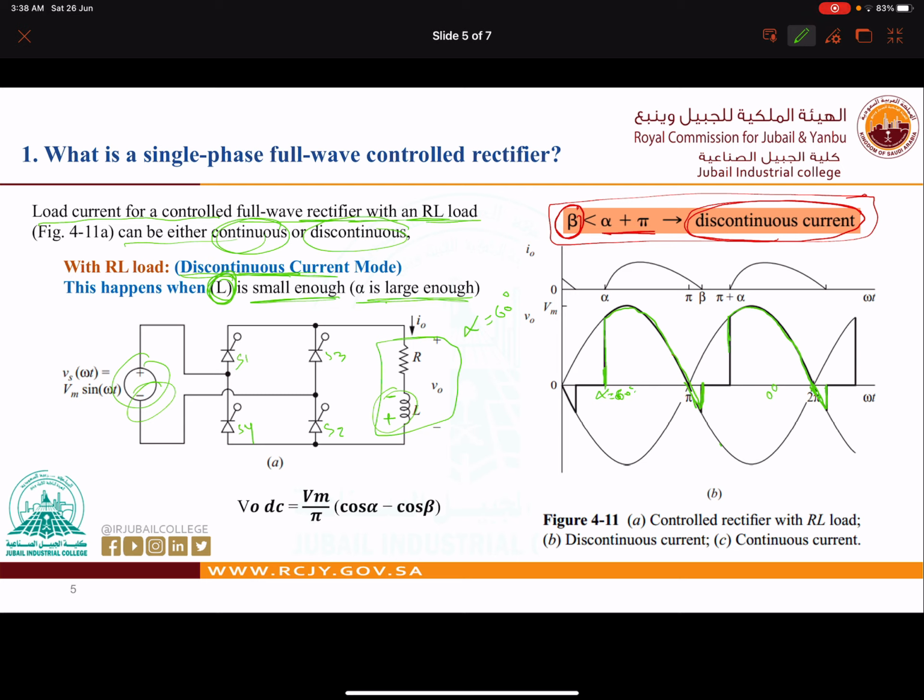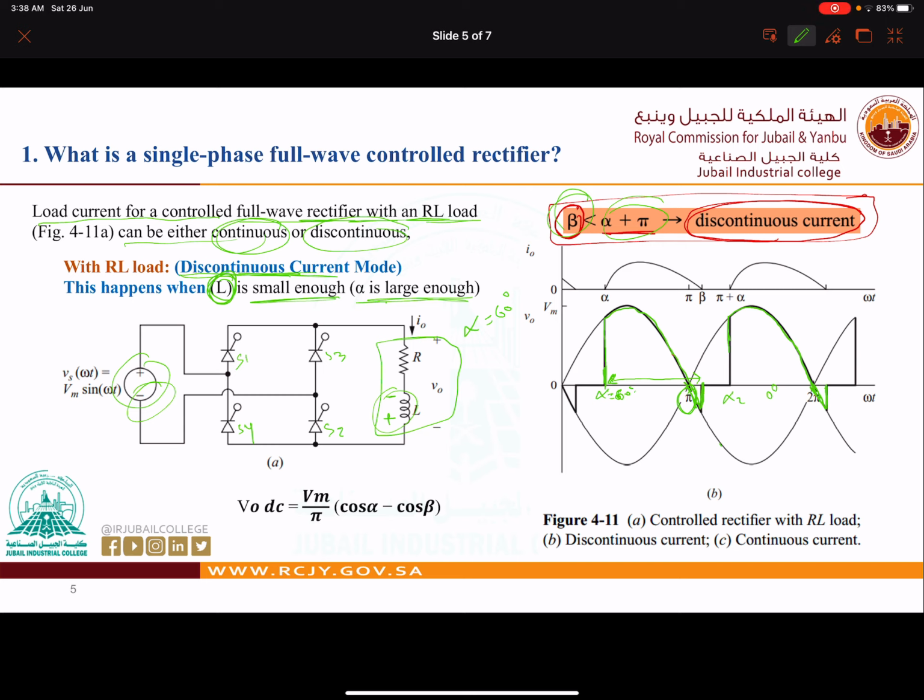Now this is beta, ya shabab. Beta is from here up to here, right? Now this is beta. He said beta should be less than alpha plus pi. Now this is our pi, right? This is our pi. This is our alpha 2.